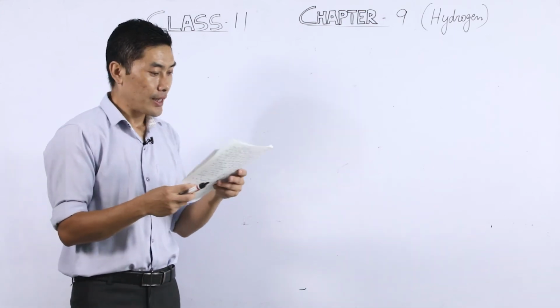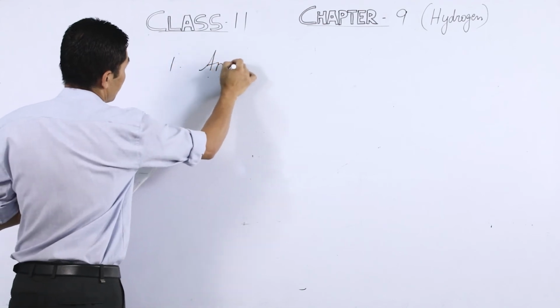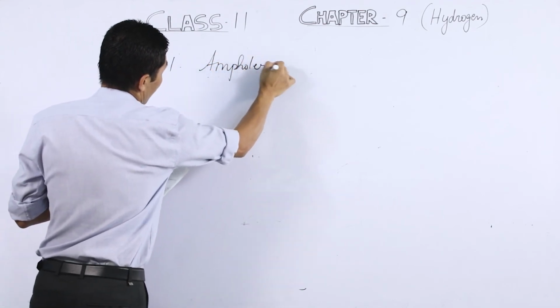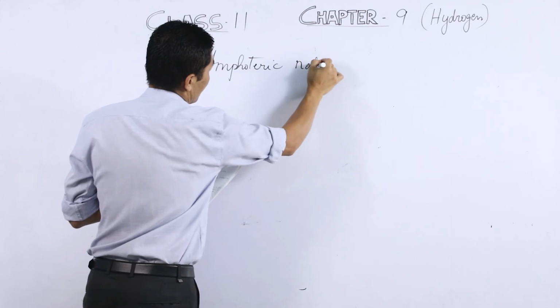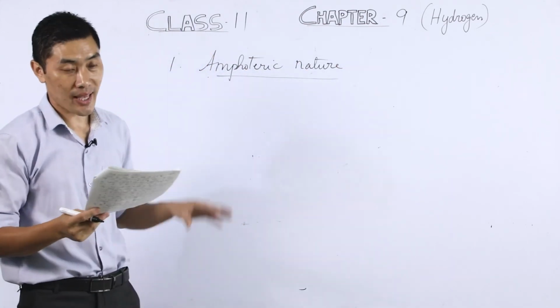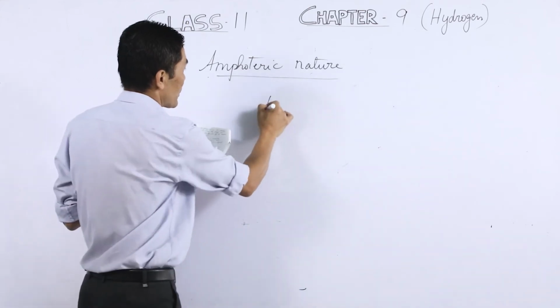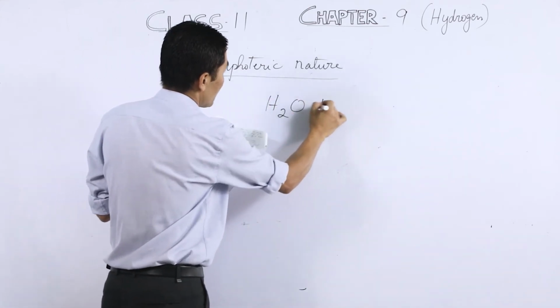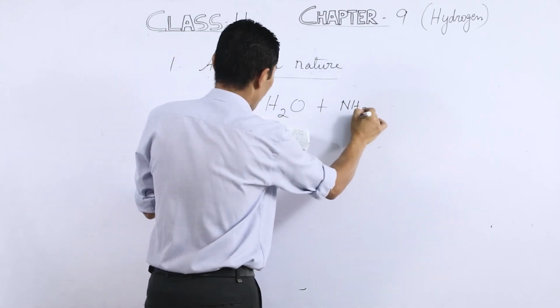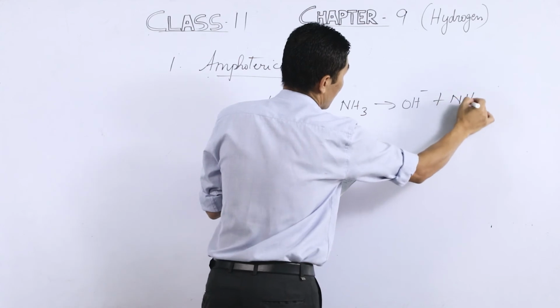Now, water is said to be amphoteric. Amphoteric nature means that water can act as an acid as well as a base. Now, if we just take 2 examples here, water reacts with ammonia to form this hydroxide ion and ammonium ion.